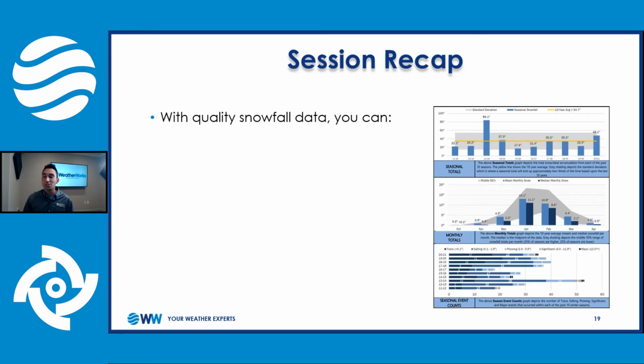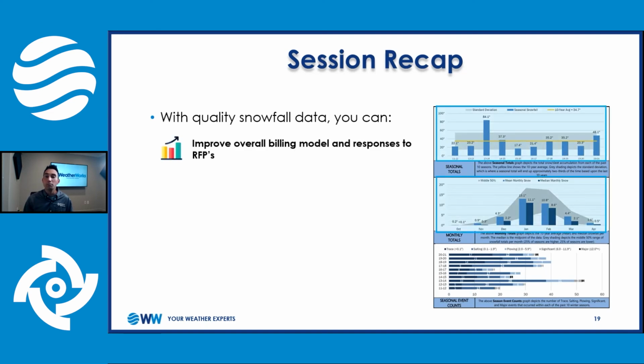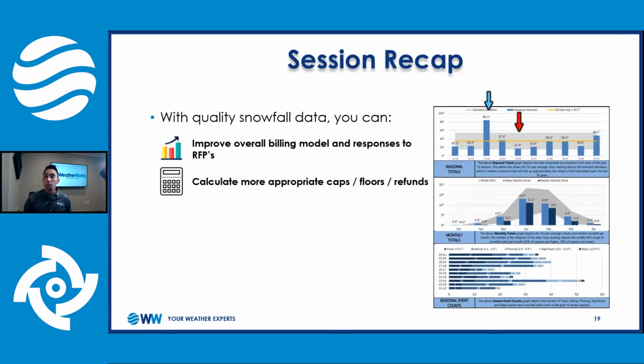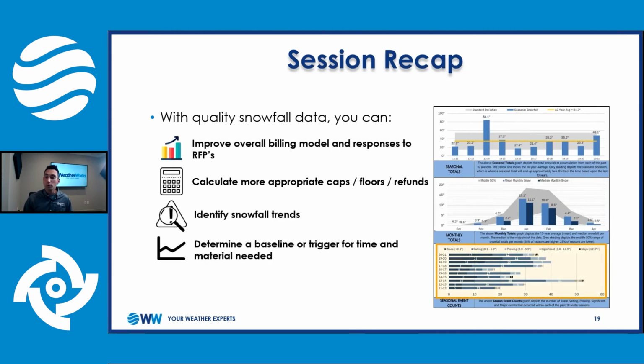In terms of a snowfall climatology recap, with this data, again, for instance, getting a Snowtistics from WeatherWorks can help you improve the overall billing model and responses to RFPs, calculate more appropriate caps, floors, and refunds by looking at what the average range is, as well as the maxes and the mins. You can identify snowfall trends and determine a baseline or a trigger for time and material needed.